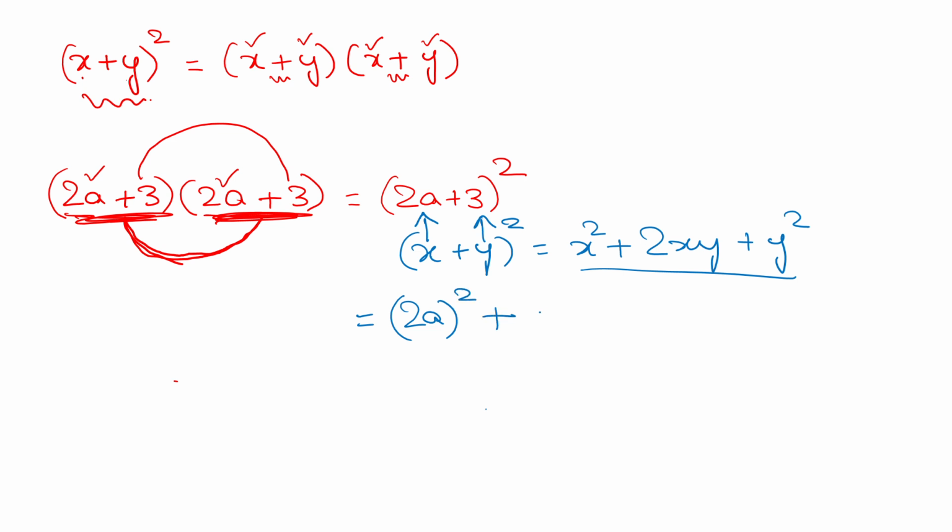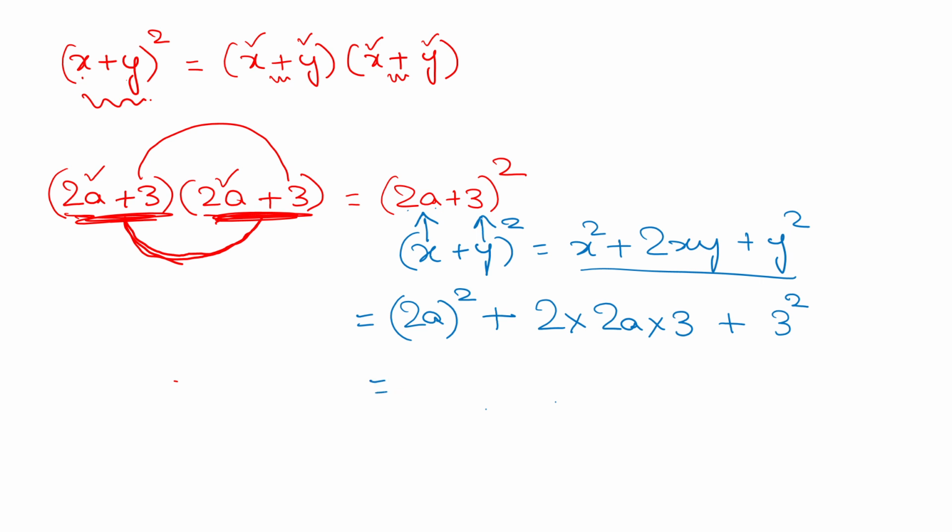plus 2xy. 2 times what is in place of x? 2a. And what is y? It is 3, plus y². What is in place of y? 3. 3². See, since you have in place of x 2 and a, that is the reason I have kept them in brackets.